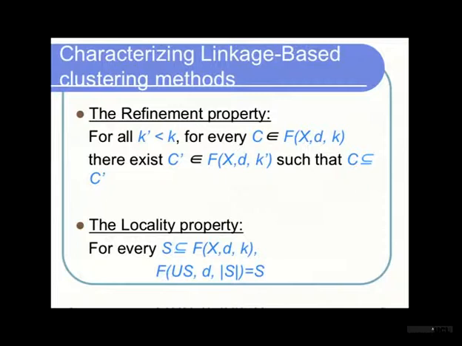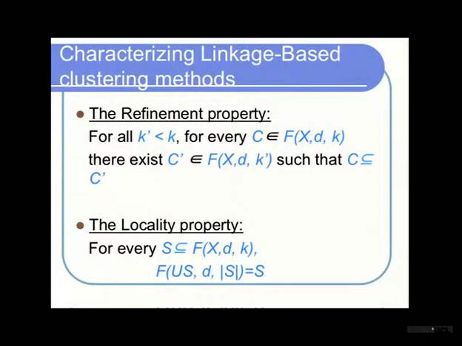The next property is locality. Locality is an interesting property. It says, assume that I applied my clustering function to some domain with distances and some number of clusters. And now I took a subset of clusters. So S now is a collection of clusters. And now I'm trying to cluster just this set of clusters with the same distance function and the same number of clusters that I have. I want to get the same S.